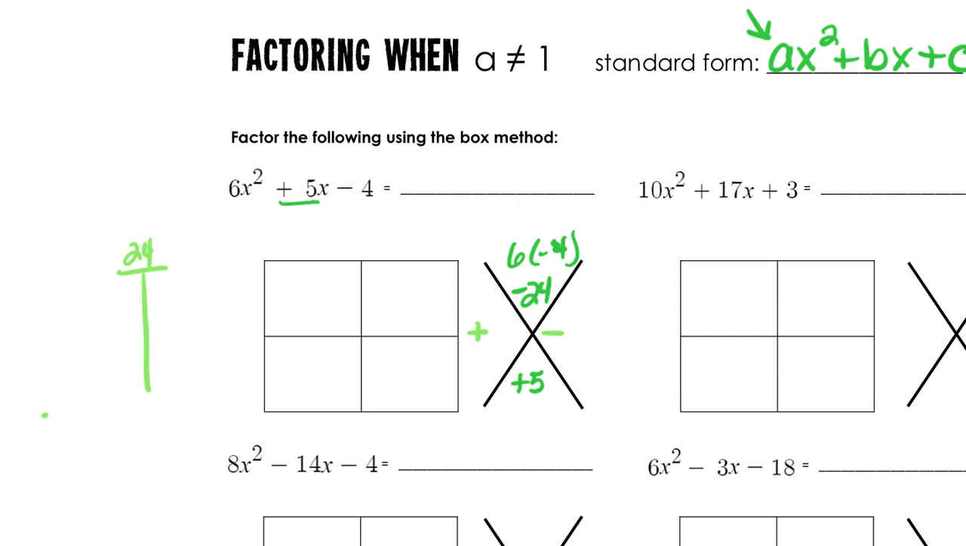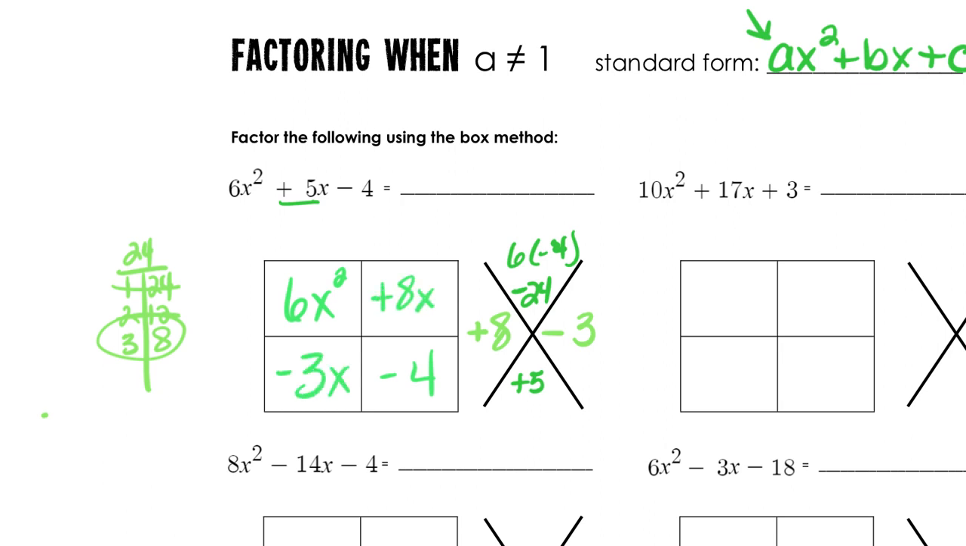Because I have one of each, really it's subtraction, right? So 1 and 24 won't work. 2 and 12, no. 3 and 8, I think that's it, right? We need a positive sum, so the bigger number will be positive and the smaller number will be negative. So when I put all this in, I'm going to recreate my like terms using that. So 6x squared is still here, -4 is here. I'm going to go ahead and put plus 8x here and minus 3x here.